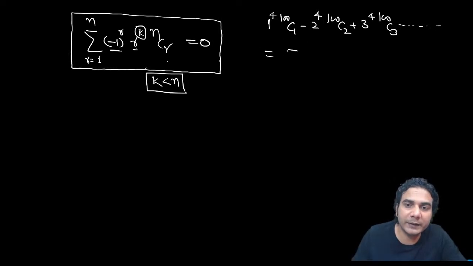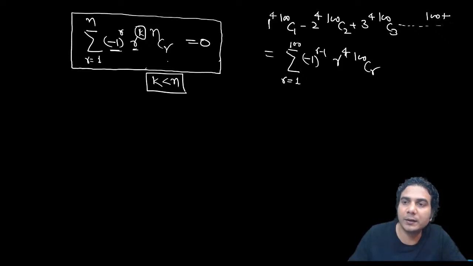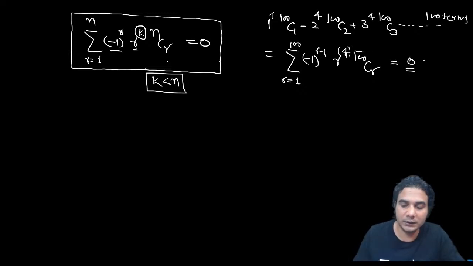If you write in form of sigma, this is written as (-1) raised to r minus 1, r raised to 4 and 100Cr. r is starting from 1 and up to 100 terms. So what is the answer? You can see this 4 is less than 100. Yes, you can apply, this answer is going to be 0. You have alternate plus minus terms. This is a very important one.